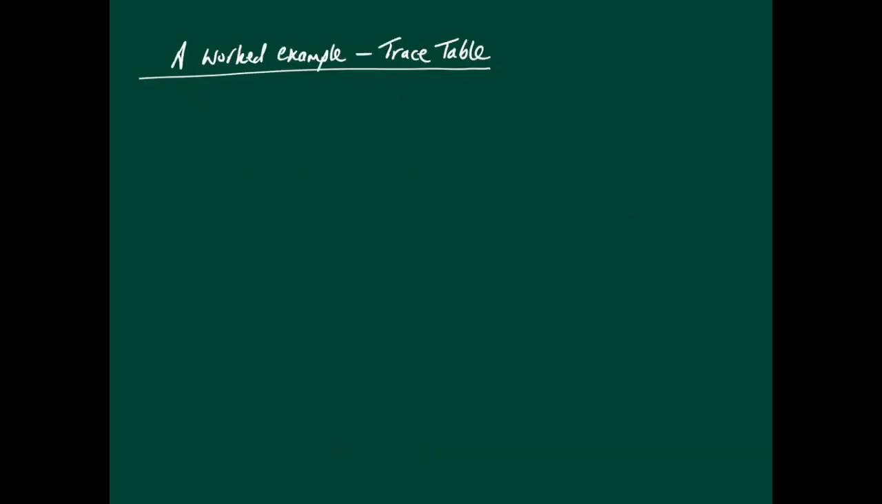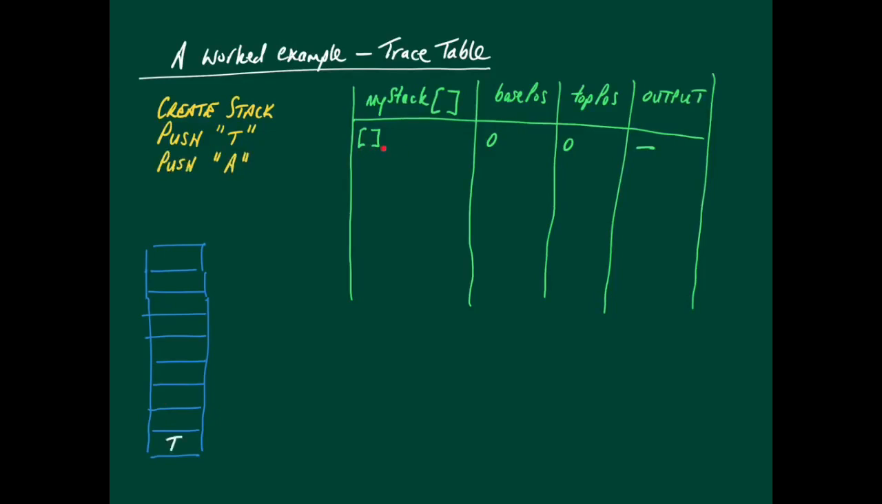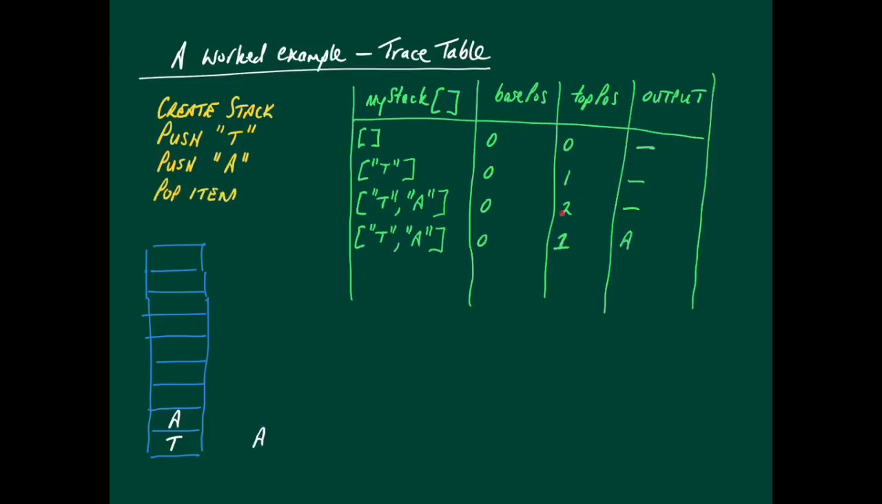So I'd like to talk through a worked example for a trace table. First of all, we create the stack. This is our trace table and this is the stack. We're going to push T onto the stack, which increments top position by 1. And we're going to push A onto the stack, which increments top position by 1. Then we're going to pop the item from the stack, which reduces top position by 1 and outputs A.